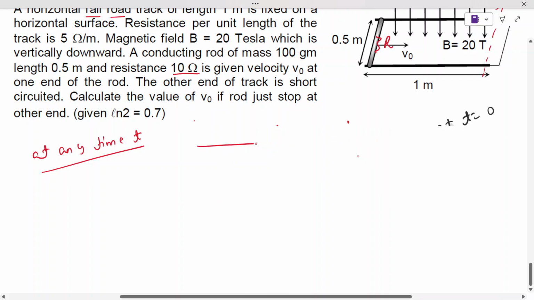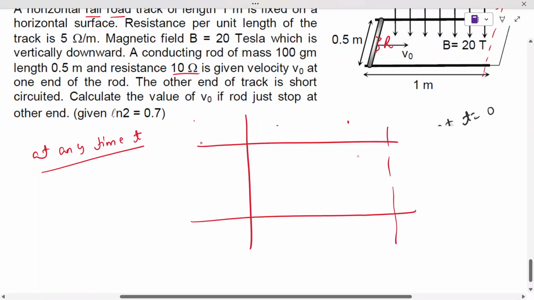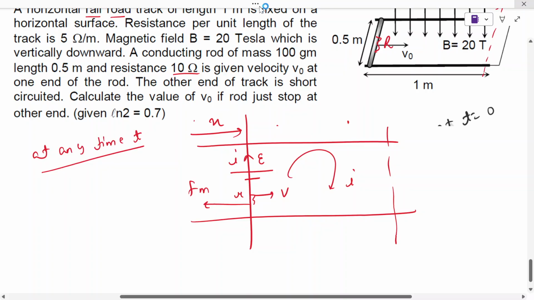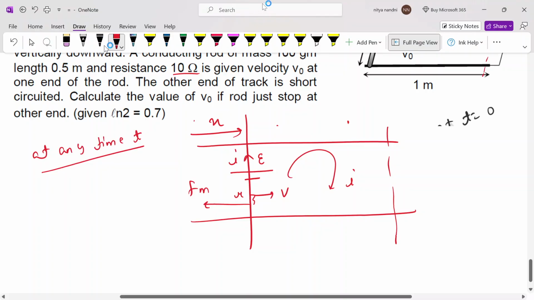So let's say at any time t, this is our situation. The rod has moved a distance x, and let's say the velocity is v. There will be some negative force in the backward direction, from the current, which will be in this direction, right? The resistance of the rod is r, and this is the current in the loop.